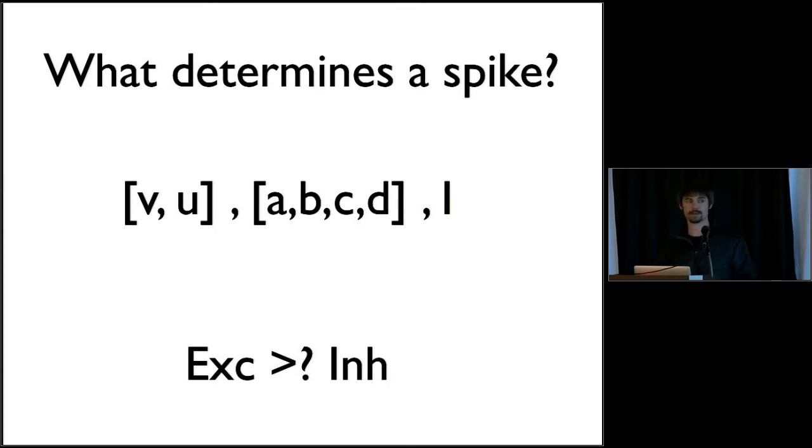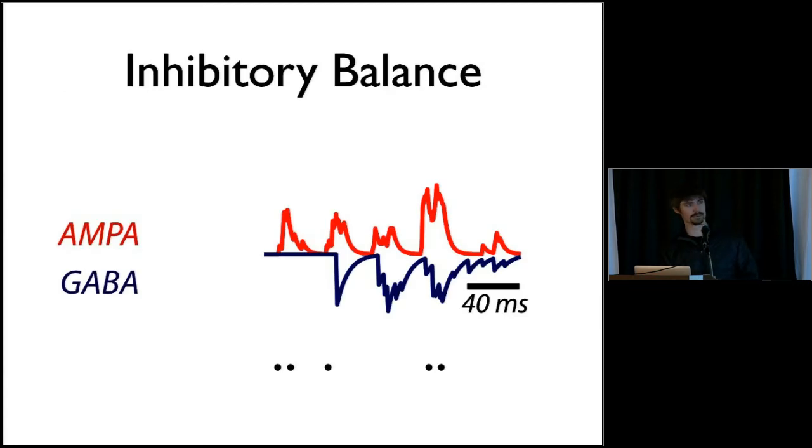Is it not going to spike? Really, I'm reasoning about the total amount of excitation that's arriving there and the total amount of inhibition. There are some nonlinearities going on, but still my reasoning is how much is going on recently in time, how much excitation, how much inhibition. And so over time, this is a short sequence of time.